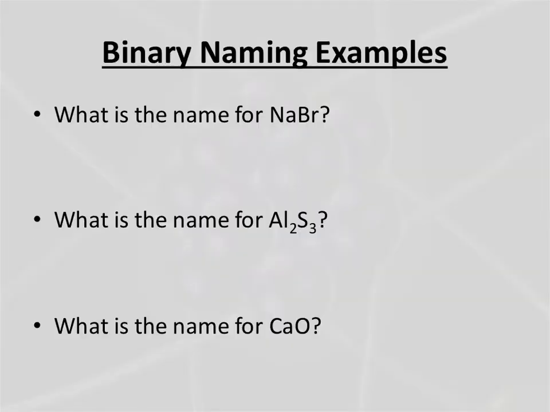Here are some examples of binary compounds. We're going to practice how to name them. You write the name of the first element, so Na is sodium. Then you write the name of the second element, which is bromine, and change the ending to IDE. So instead of bromine, I'm going to have bromide: sodium bromide.